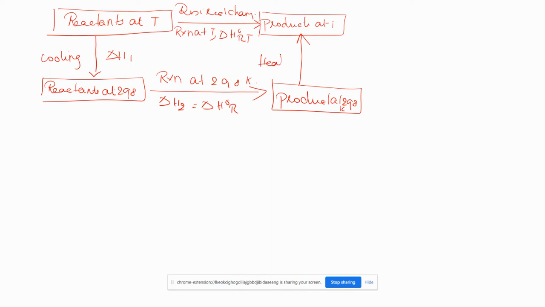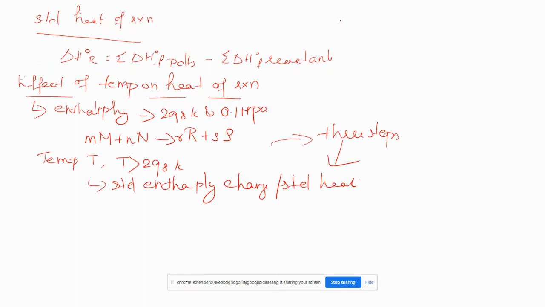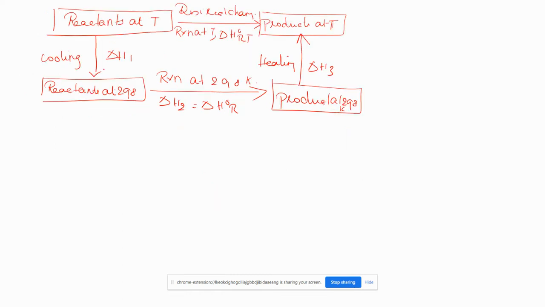After this you heat the products, and the enthalpy change related to this is delta H3, so you get the products at T. So mM plus nN gives rR plus sS is our reaction, the temperature is T, which is above 298 Kelvin. We are going to derive a relationship for finding the standard enthalpy change by considering this reaction taking place in three steps, as I have explained here.